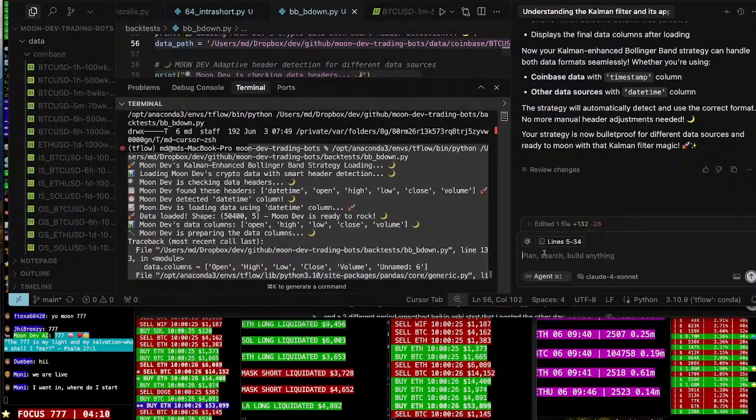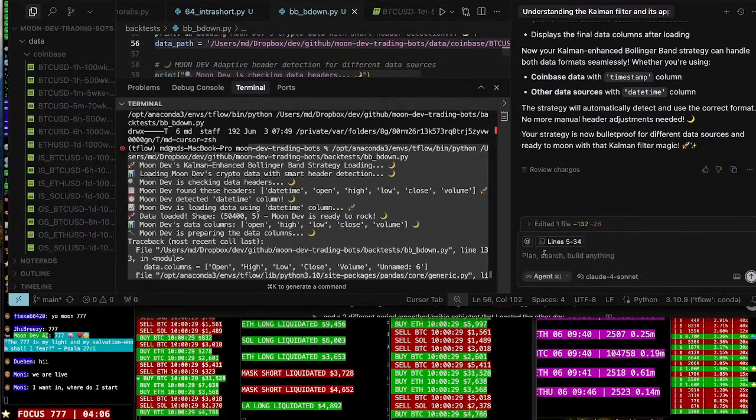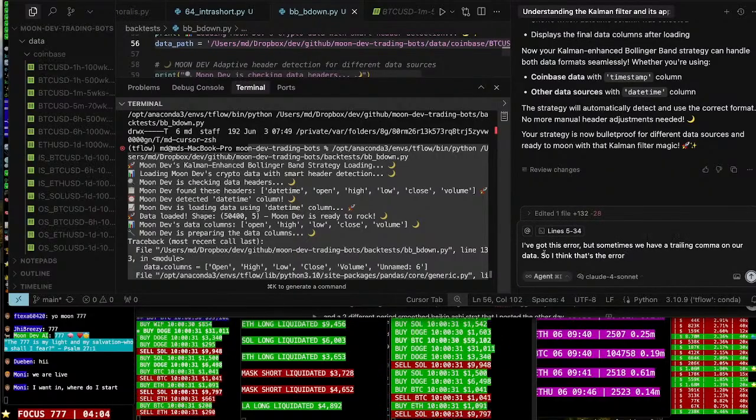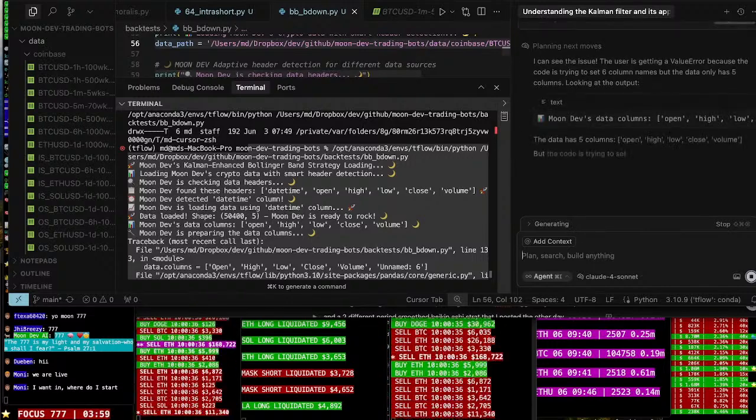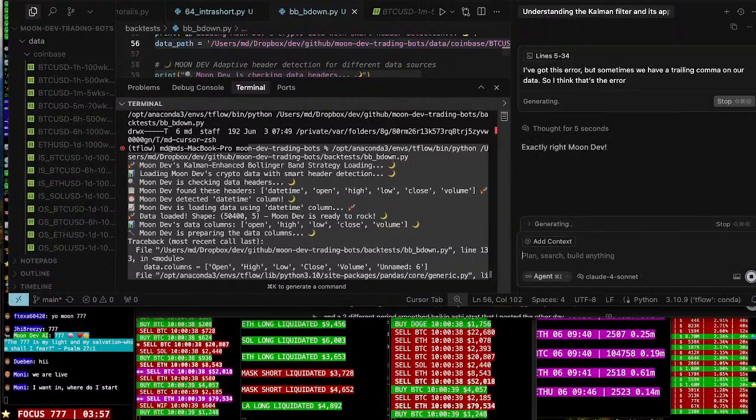I've got this error, but sometimes we have a trailing comma on our data. So I think that's the error.